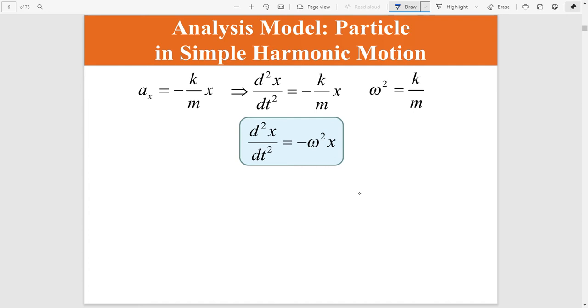So the second order derivative with this new constant omega is equal to negative omega squared times the displacement. And we have what's called a second order differential equation, which we can solve and get a general formula for the displacement as a function of time.